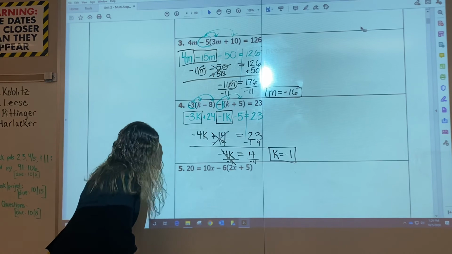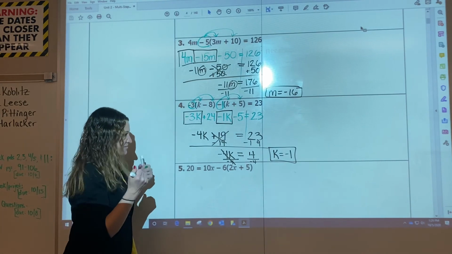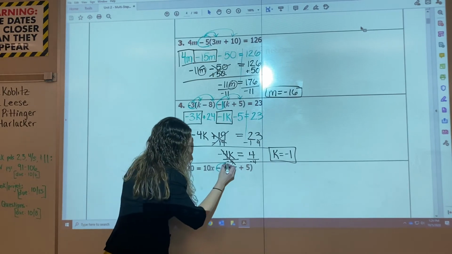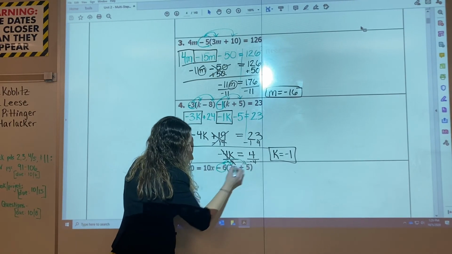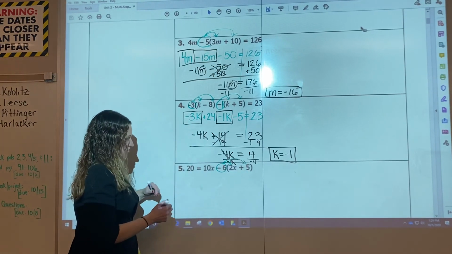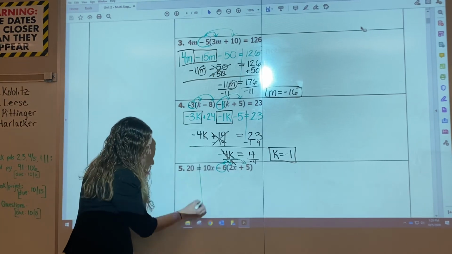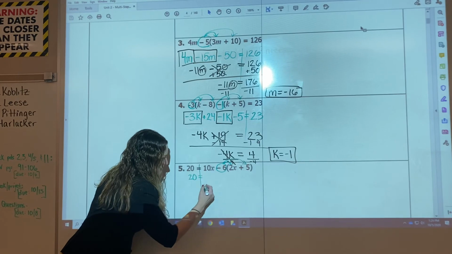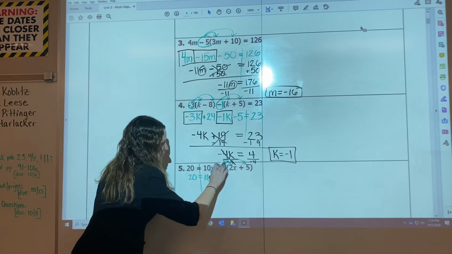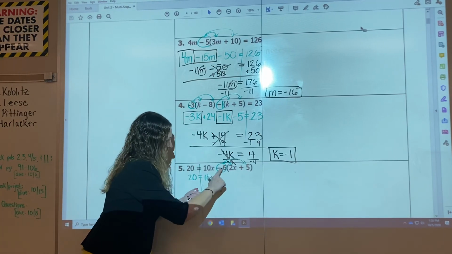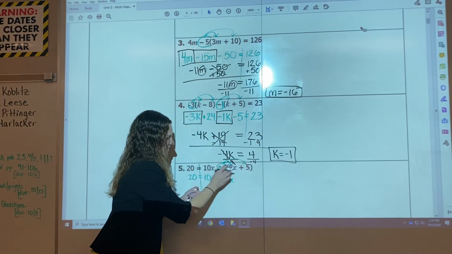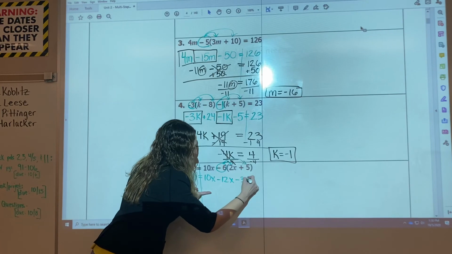Here goes nothing. We need to distribute. I'm going to distribute that -6 to both the 2x and the 5. So before I do all that, I'm going to rewrite everything else. So I have 20 equals 10x, and then whatever I distribute, I'll put there. So negative 6 times 2x gives me negative 12x. Negative 6 times 5 gives me negative 30.